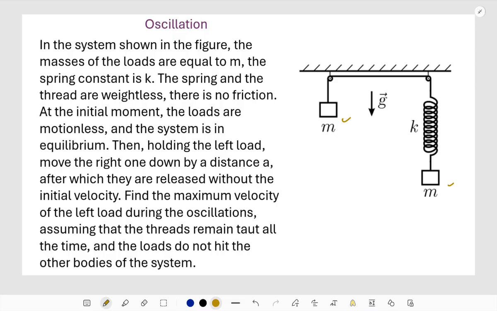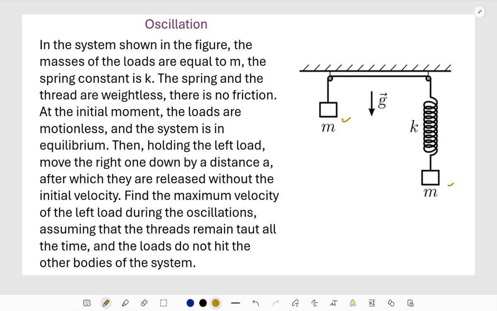Then, holding the left load, you just hold them, move the right one down by a distance a, after which they are released without the initial velocity. Find the maximum velocity of the left load during the oscillations. Assume that the threads remain taut all the time and the loads do not hit the other bodies of the system.